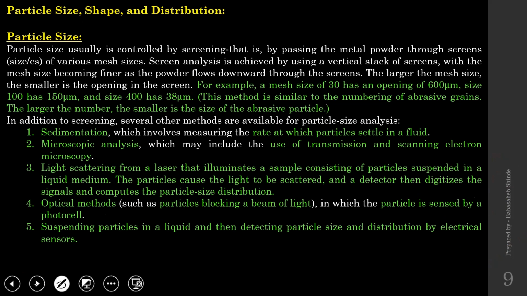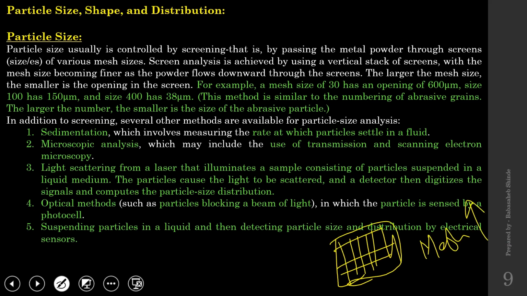So to identify the particle size, a similar technique is used to what we have seen in abrasive machining processes, that is based on the mesh size. Mesh is nothing but the number of openings in a particular area. So if you increase the mesh size, the particle size is going to decrease, because in the same area, if you increase the number of openings, it means smaller particles will pass through those openings. So an increase in mesh size is nothing but a decrease in the particle size.